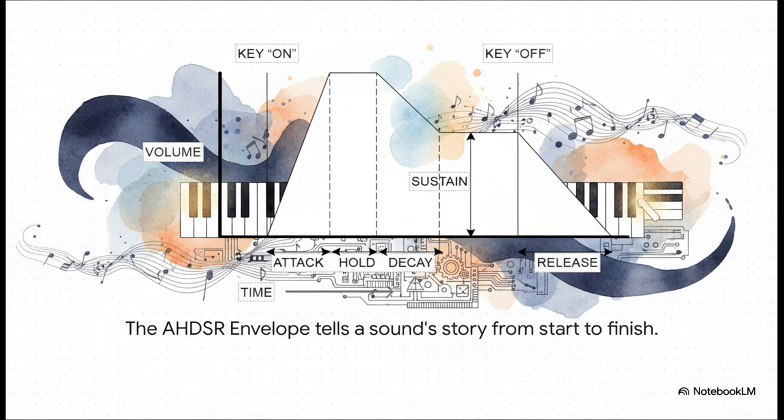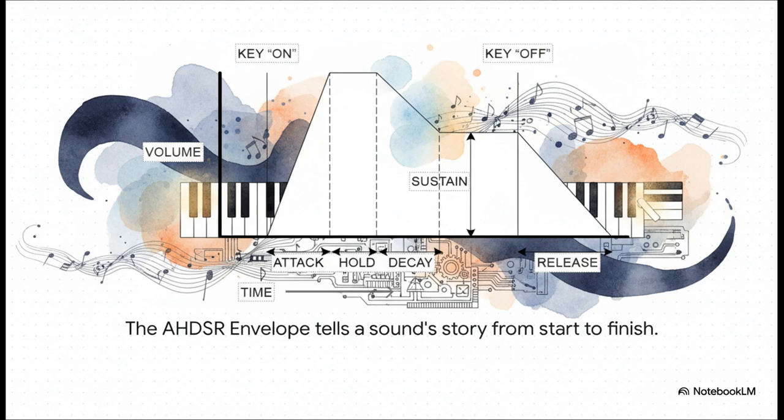Let's walk through it. Attack. That's how fast the sound goes from silent to full volume when you first hit the key. Is it instant like a drum hit, or does it swell in slowly? Then decay is how long it takes for the sound to drop down to its sustain level. And sustain is the volume it holds at while you're holding the key down. Finally, when you let go, release is how long it takes for the sound to fade away into complete silence.